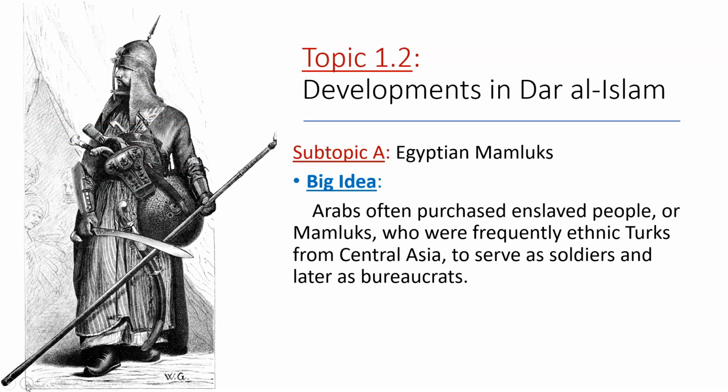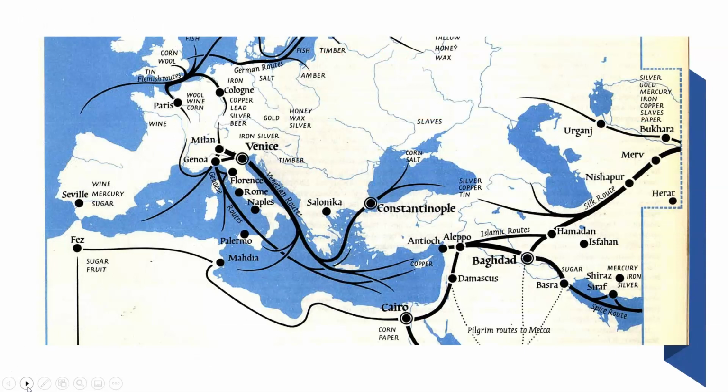Okay, subtopic A, Egyptian Mamluks. Big idea: Arabs often purchased enslaved people, or Mamluks, who were frequently ethnic Turks from Central Asia, to serve as soldiers and later as bureaucrats. So they were slaves, but they had some upward mobility here. See a map there.